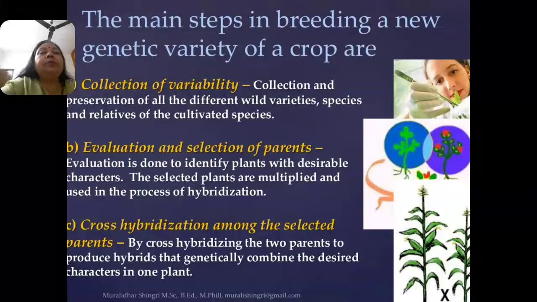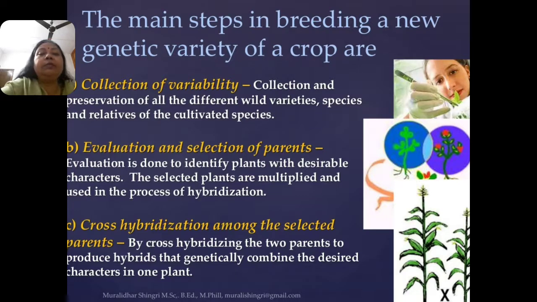The main steps in breeding a new genetic variety of crops are: number one is the step known as the collection of variability, meaning the collection and preservation of all the different wild varieties, species and relatives of the cultivated species.